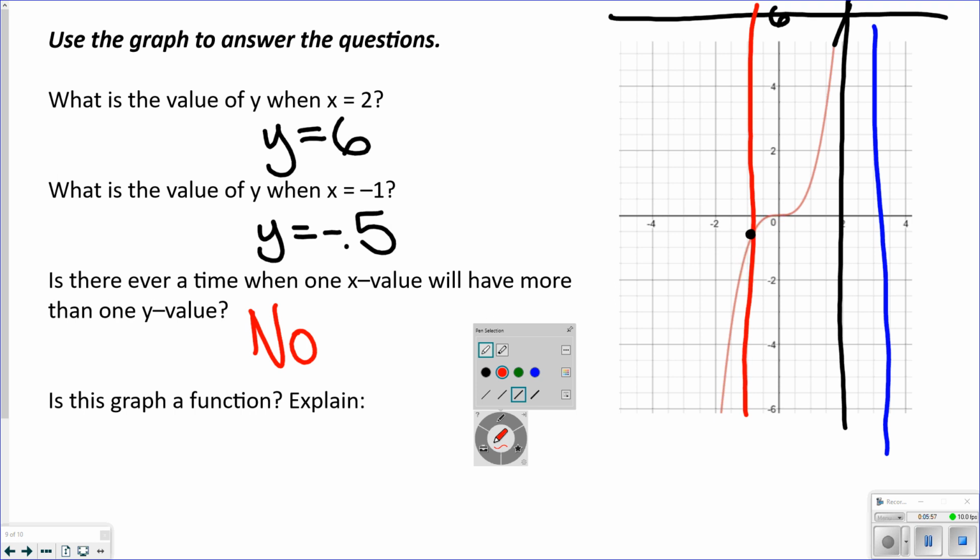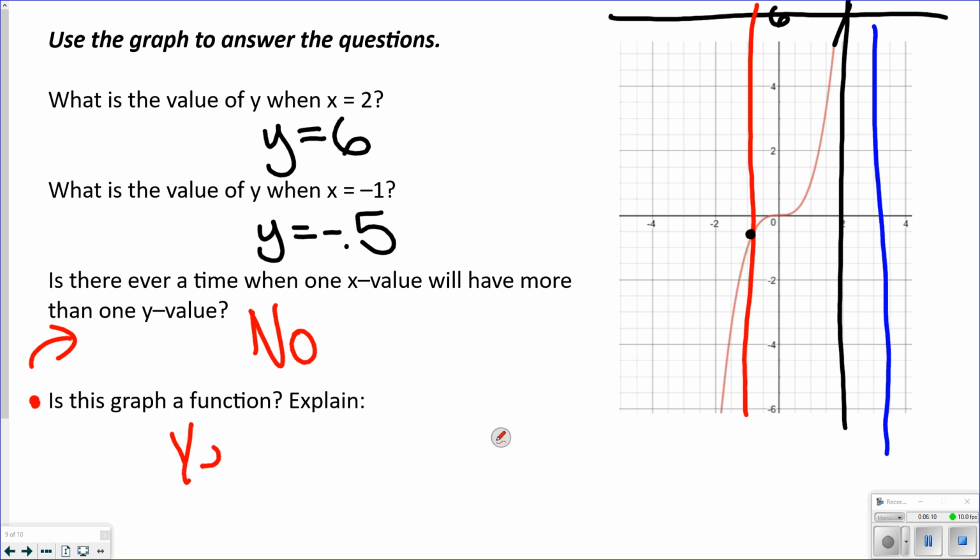Is this graph a function? Well, to answer this question, because we said no, that means it passes the vertical line test. So is this graph a function? Yes. And I asked for an explanation. How do we know it? It passes the vertical line test, also known as the VLT.